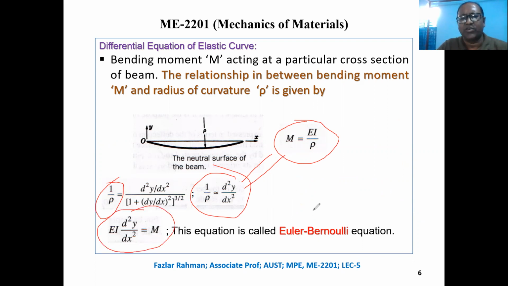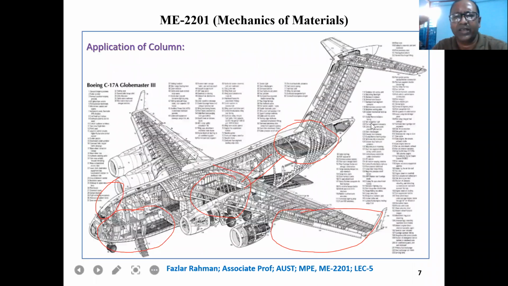And this equation is called the Euler-Bernoulli equation. This is a very important equation. You can use it to figure out the beam deflection, and also we can use this equation to solve the equation of a column. So let's see how we can use this equation.